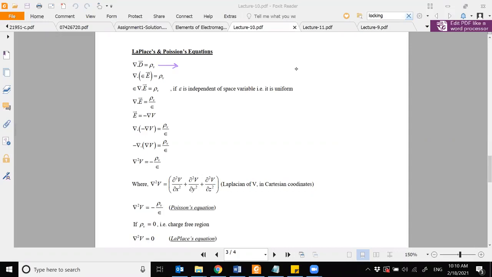So our starting point is, can anybody tell me? Gauss's law. The starting point is Gauss's law, and this is Gauss's law in differential form: del dot D bar is rho v. Now we substitute D bar, which is epsilon E bar, so epsilon E bar is equal to rho v, and I'm taking epsilon outside. So del dot E bar is equal to rho v over epsilon.